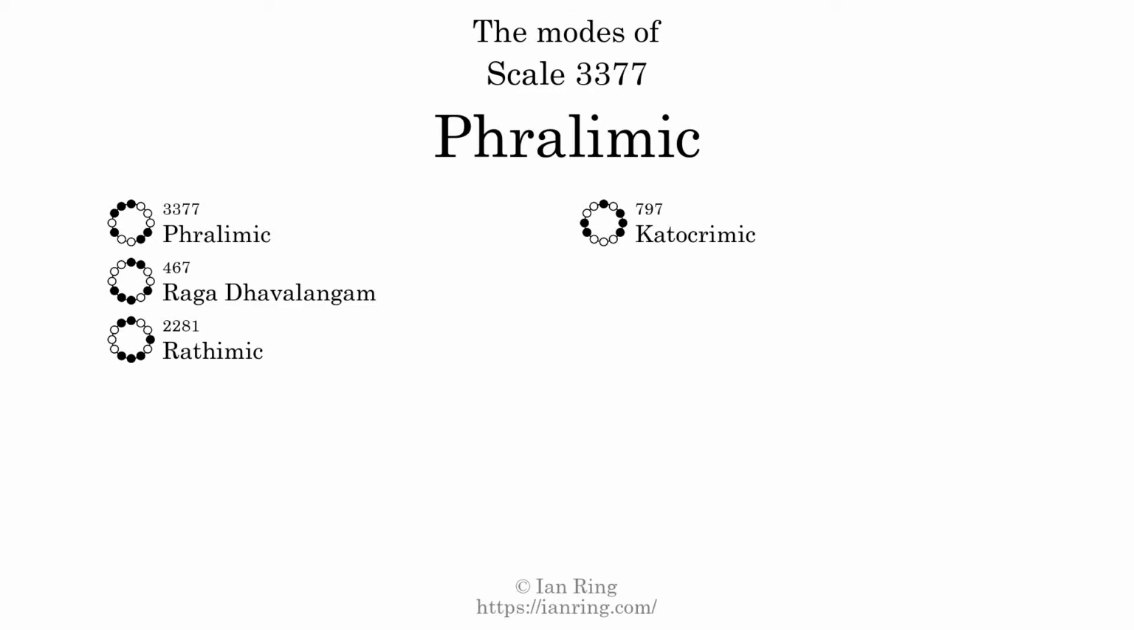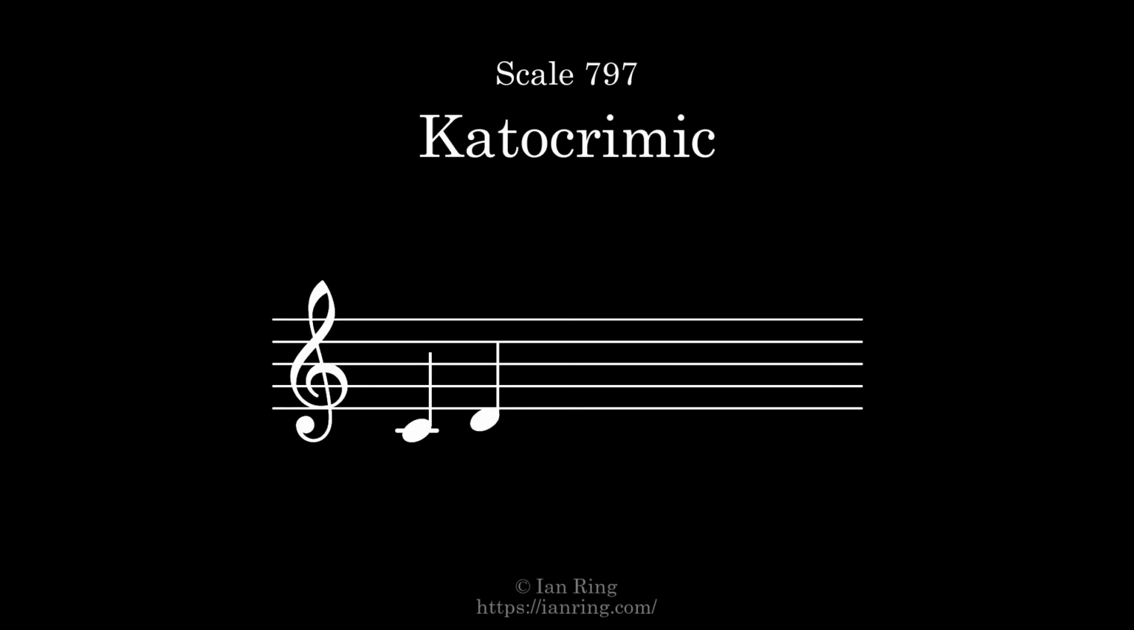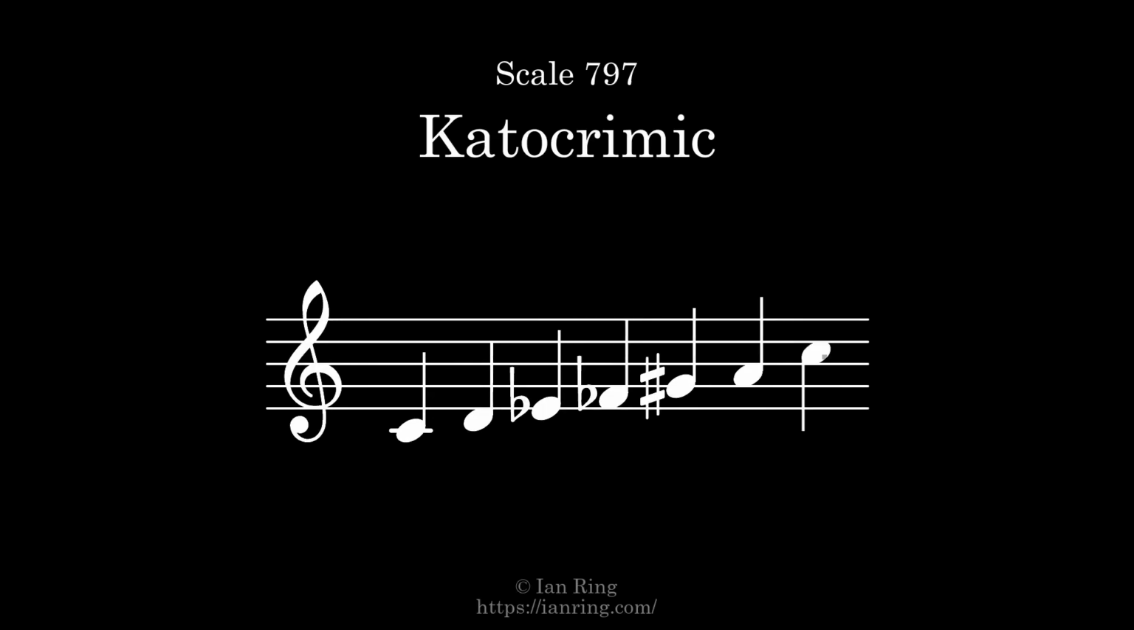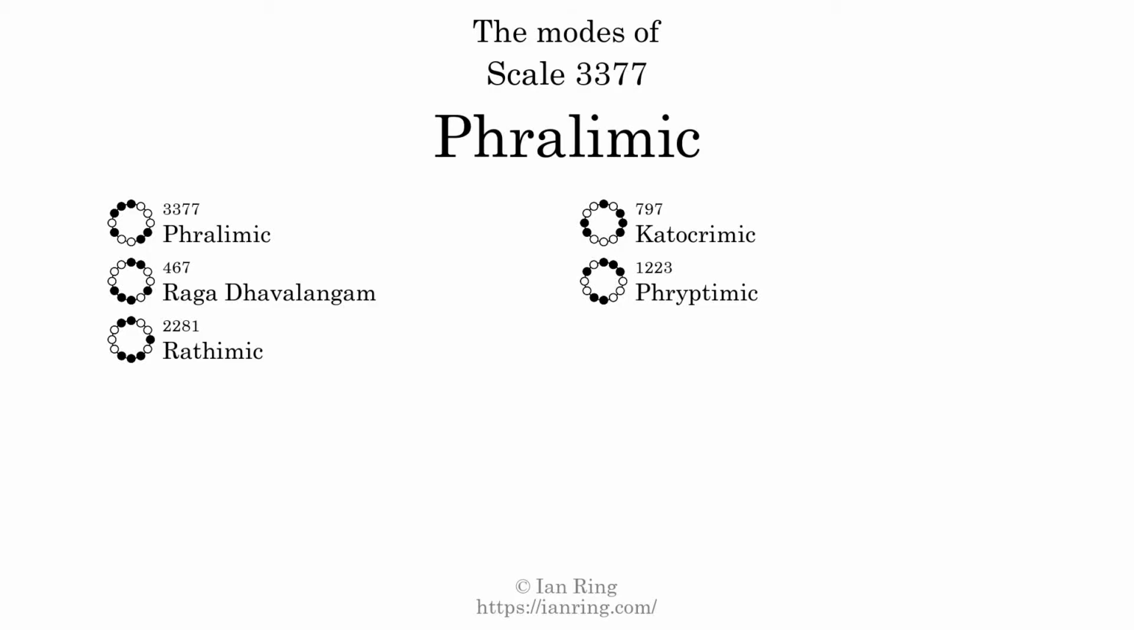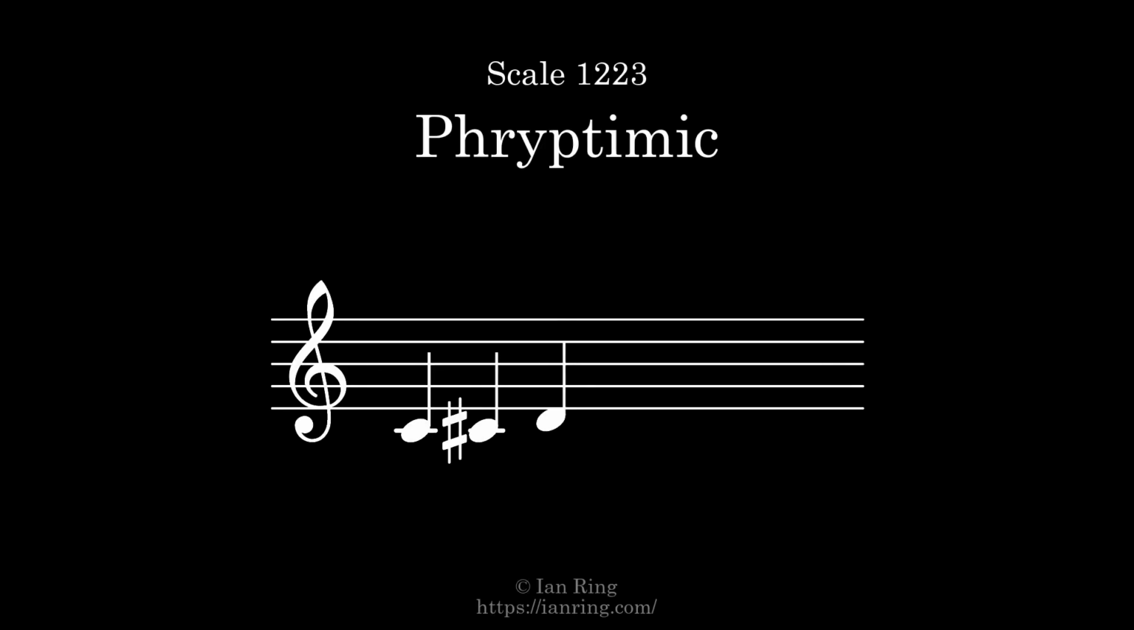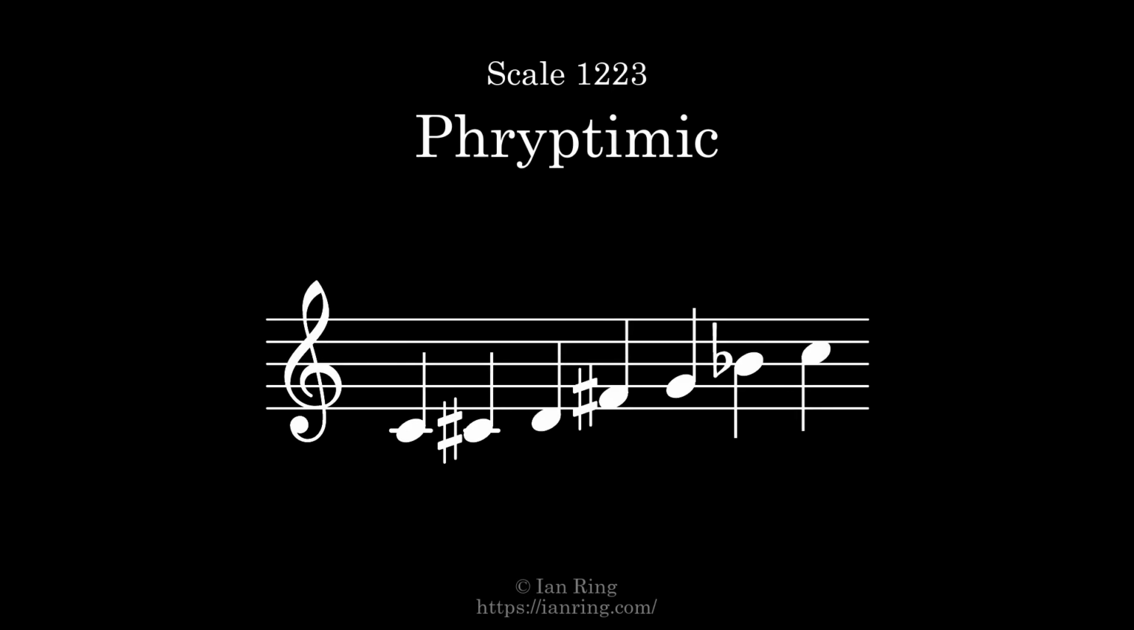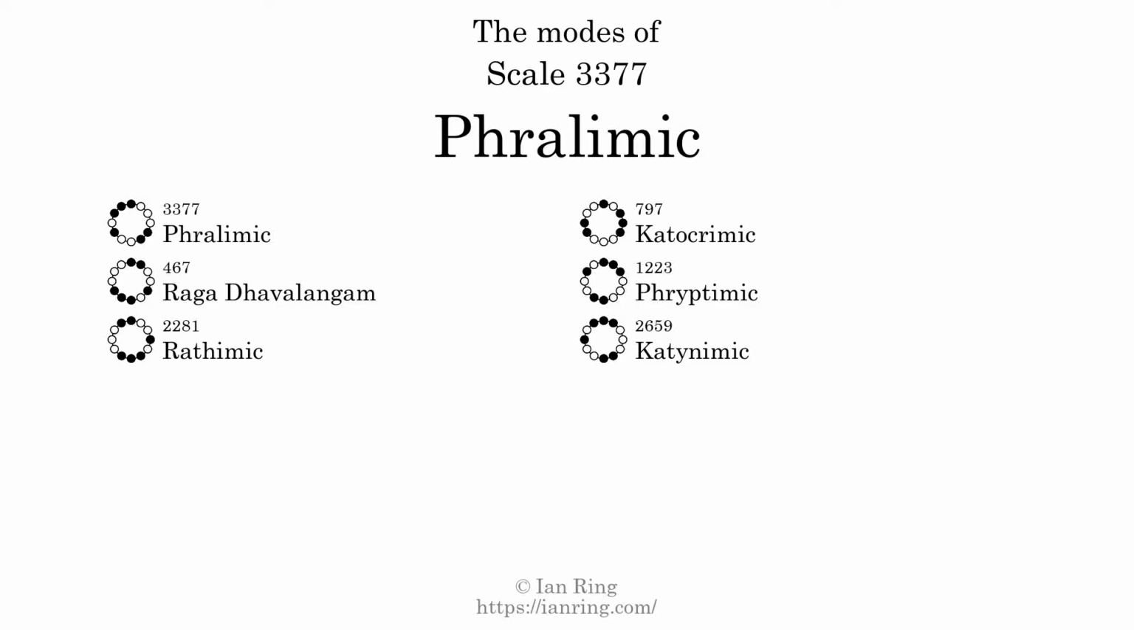The fourth mode is scale 797, also known as catachrimic. It sounds like this. The fifth mode is scale 1223, also known as phralimic. It sounds like this. The sixth and last mode is scale 2659, also known as catonymic. It sounds like this.